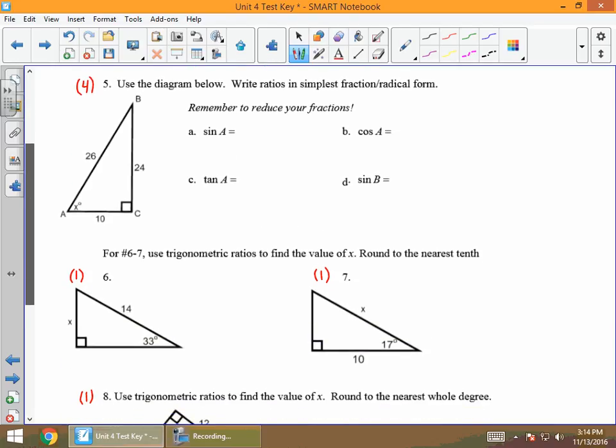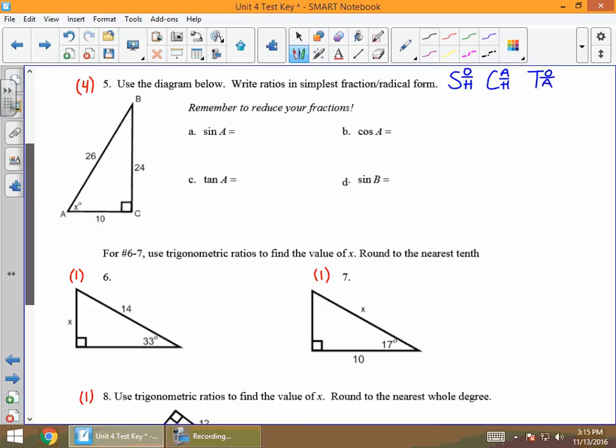All right, number 5 says use the diagram below. Write ratios in simplest fraction or radical form. Remember to reduce your fractions. So you do need to reduce the fractions here. Because this is a right triangle, I'm going to use SOHCAHTOA. I'll write it up here. SOHCAHTOA.